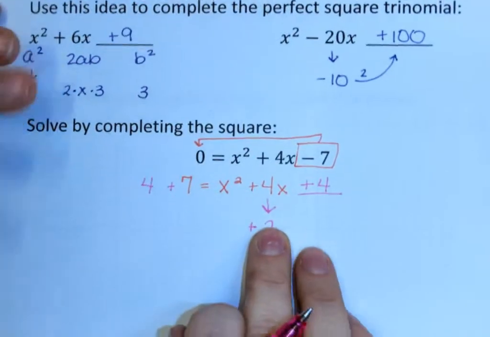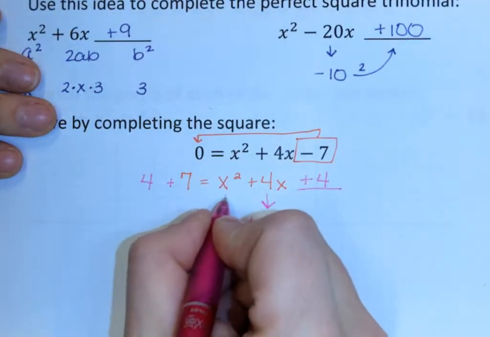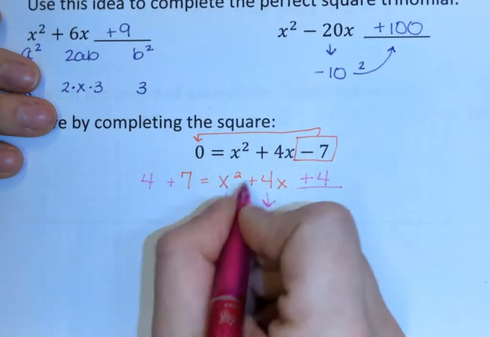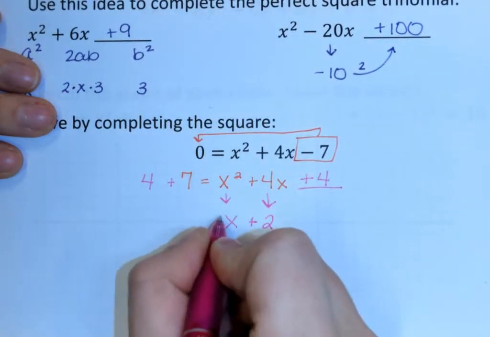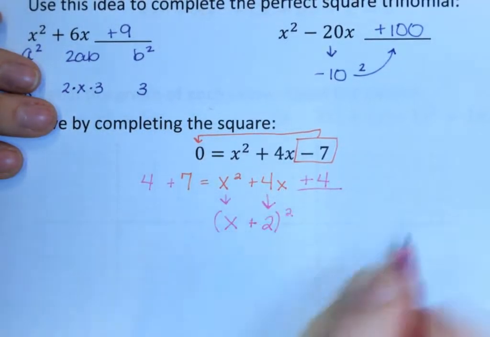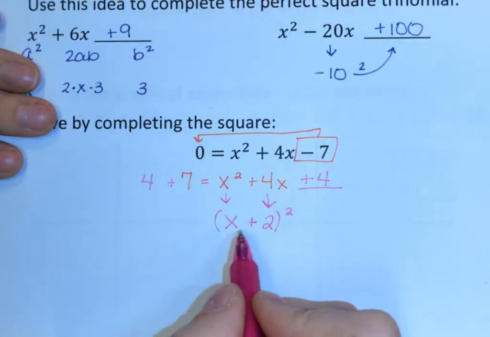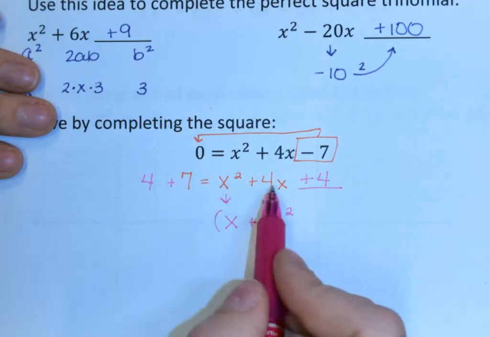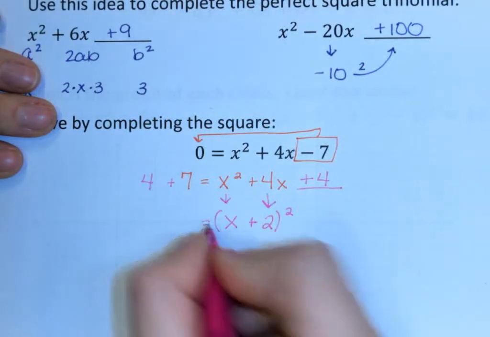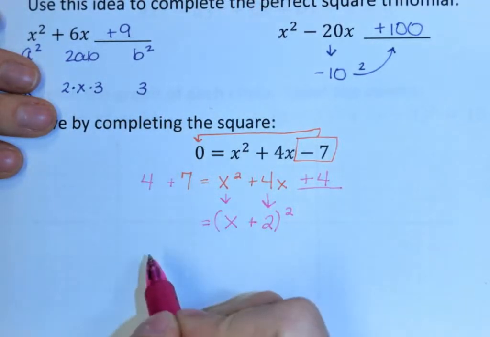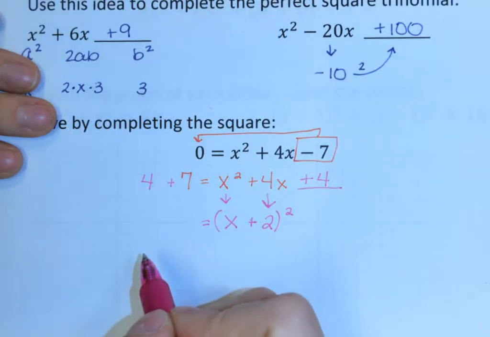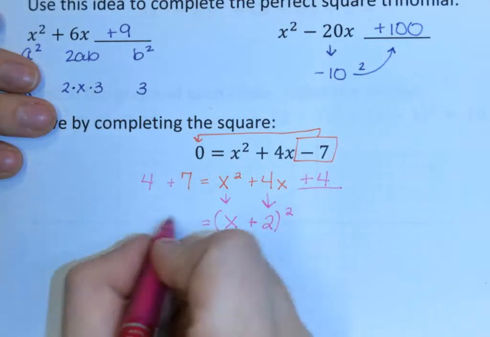I always write this little guy down here because I also think, what's the square root of this? x plus 2. That's what this whole thing works out to be. And if I were to square out x plus 2 squared, I would get x squared plus 4x plus 4. And that is equal to what? 11.